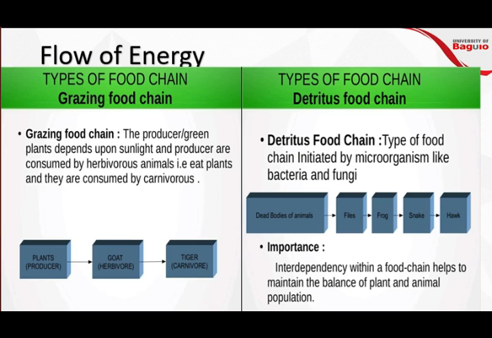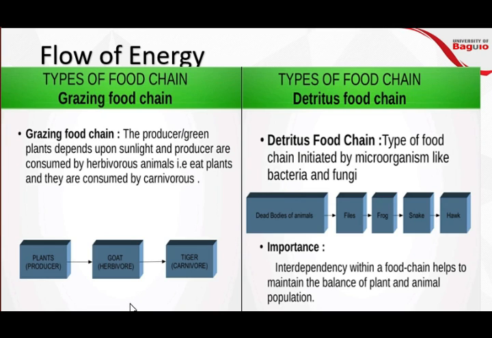In the grazing food chain, the producers or green plants depend upon sunlight, and producers are consumed by herbivores. They eat plants and they are consumed by carnivores. In a simple illustration, you have the plants as producer, the goat as a herbivore or consumer, and another secondary consumer, the tiger, which is a carnivore. By looking at this illustration, we cannot find the presence of decomposers. So the grazing food chain only comprises the producers and the consumers.